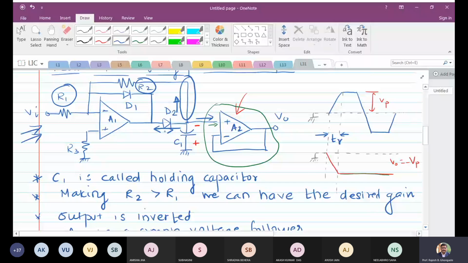This is significant, because input bias current is a small value, fine. Diode reverse current is also a small value, that is also fine. The discharge through R2 was a major component, which we have eliminated here. Alright? Have you understood that?